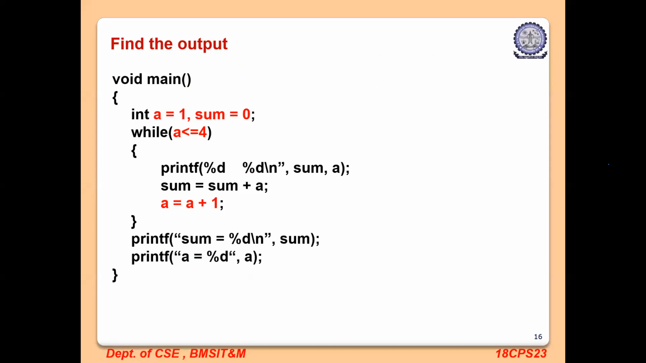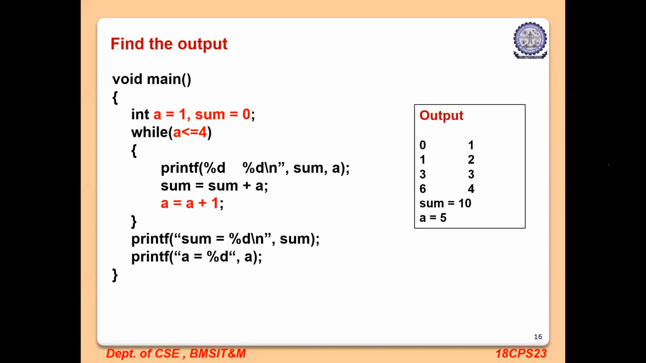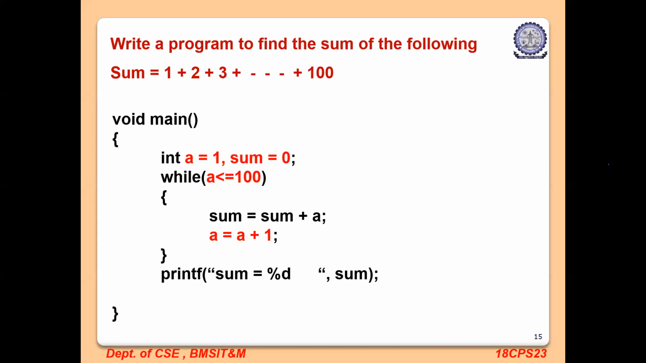Sir, I have a doubt. What is the meaning of giving this modulus operator along with D? This is the formatted string that we have here. See, we want to print an integer value here. What is that integer value? It's a summation of 1 to 100.